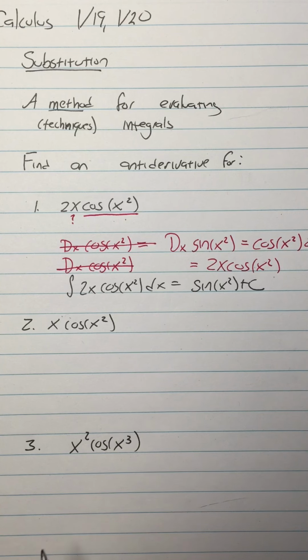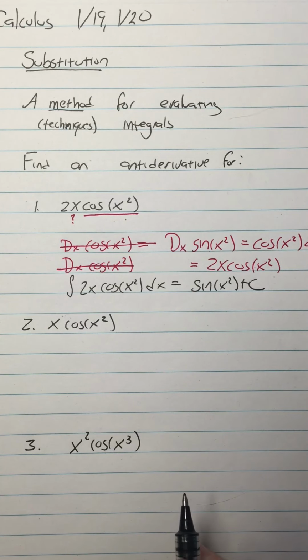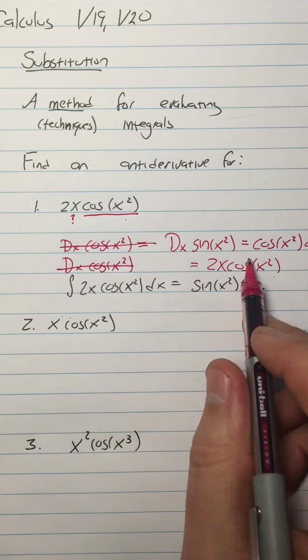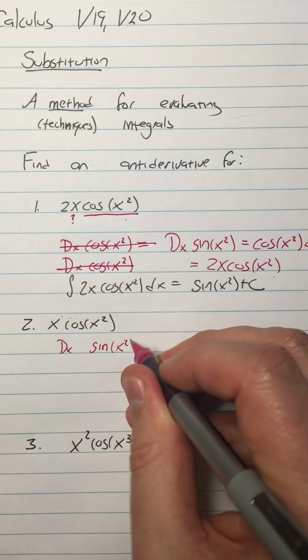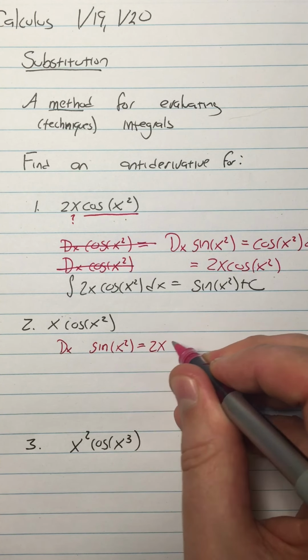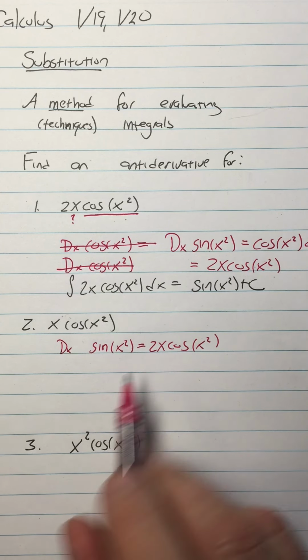So every function has infinitely many antiderivatives, and we represent that with the plus c. All right, so how about x cosine x squared? Well, I already know that the derivative of sine of x squared is equal to 2x cosine x squared. I already knew that, but I want the derivative of something to not have a 2 here.